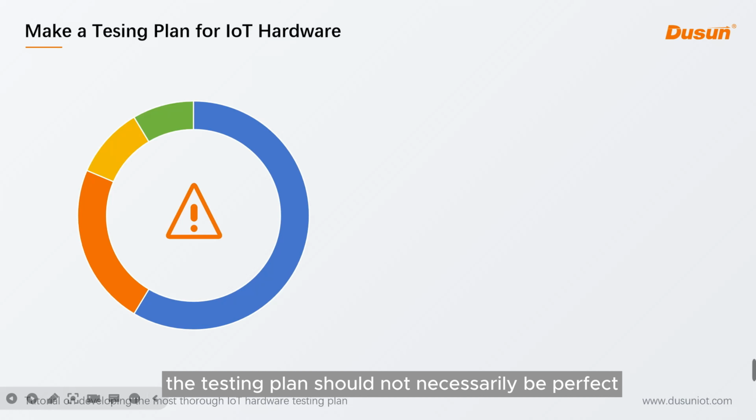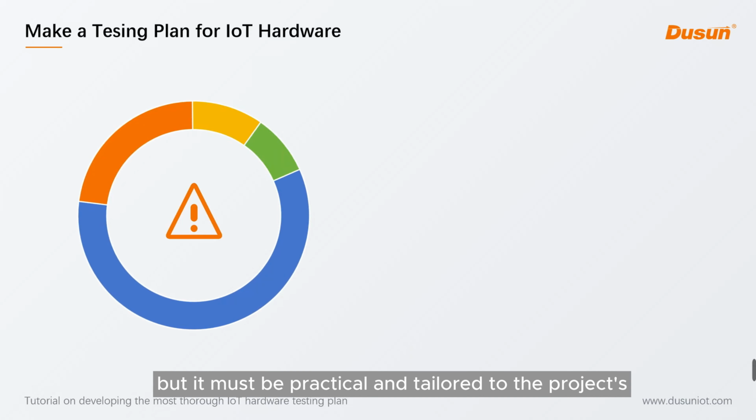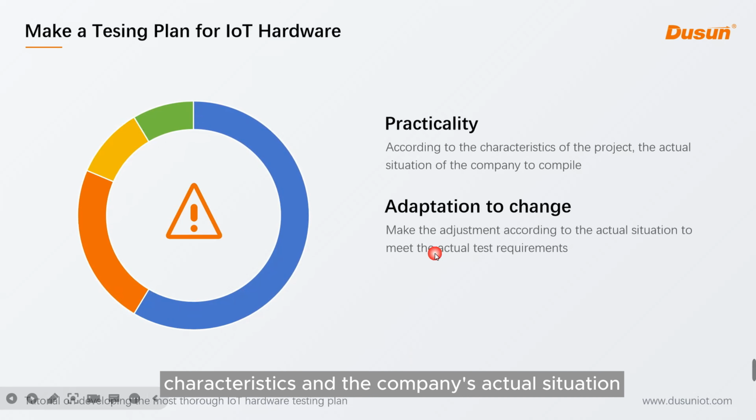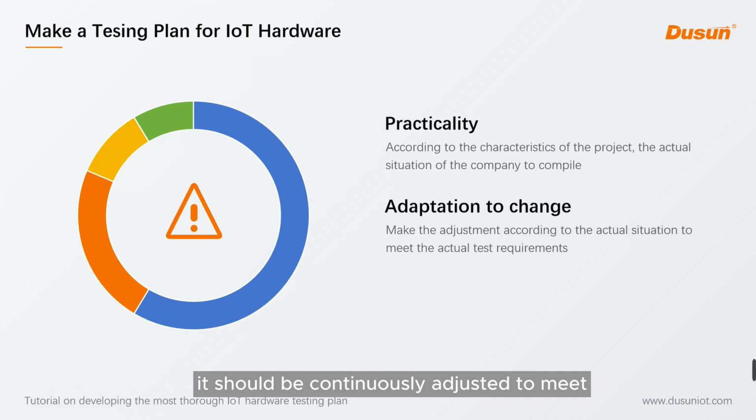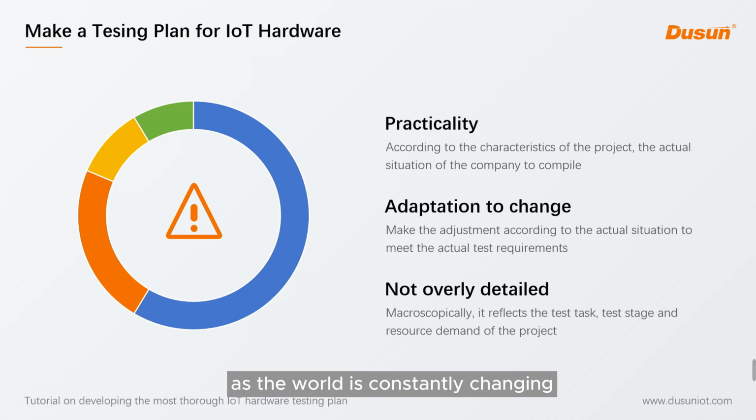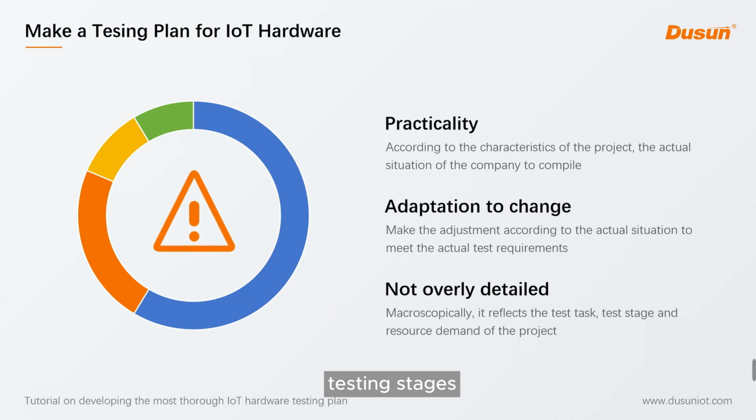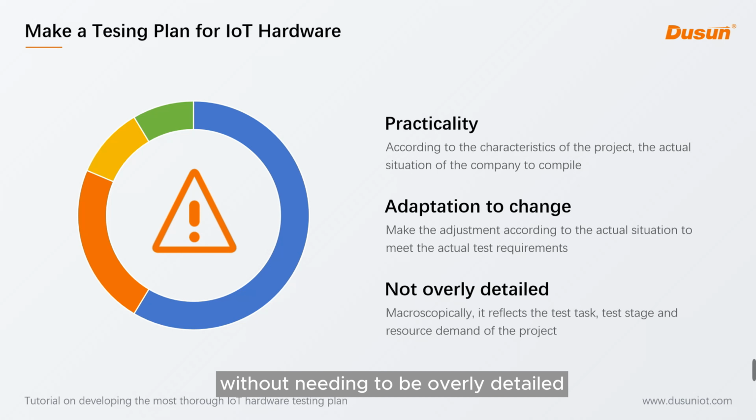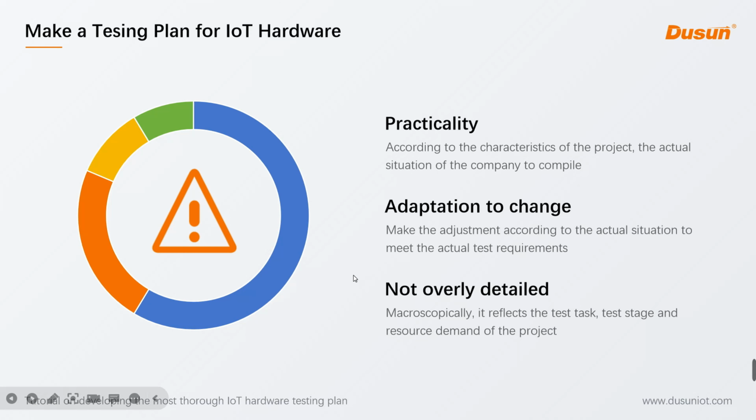The testing plan should not necessarily be perfect, but it must be practical and tailored to the project's characteristics and the company's actual situation. It should be continuously adjusted to meet actual testing requirements as the world is constantly changing, with hardware requirements, hardware development, and personnel changes occurring. The testing plan should reflect the project's testing tasks, testing stages, and resource requirements from a macro perspective without needing to be overly detailed.